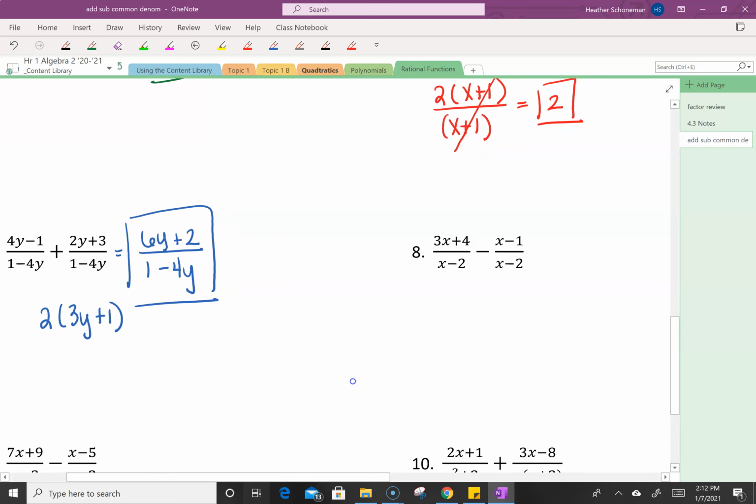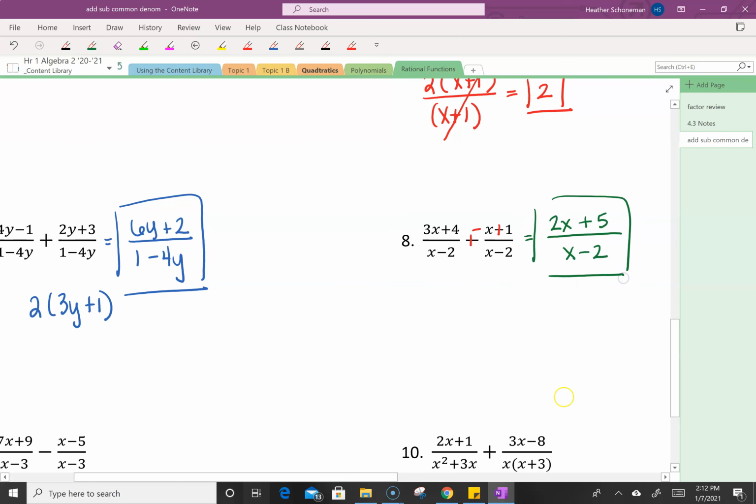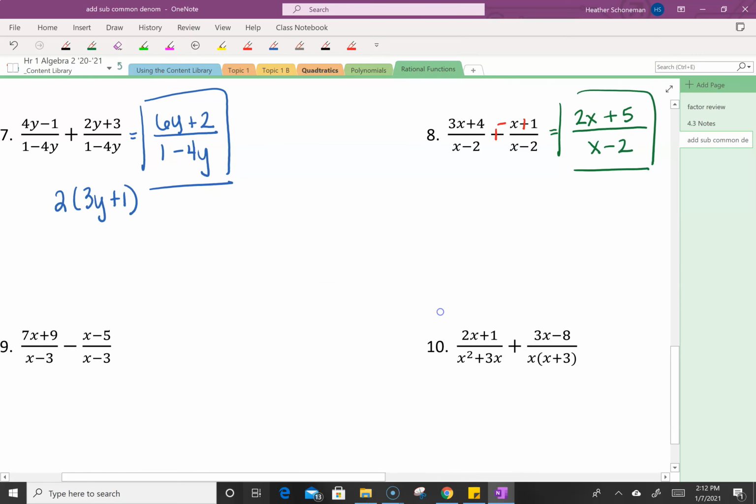Number 8, the denominator is the same, but we need to be careful because this is a minus. It changes the sign of everything in the second parentheses. All right, now I'm going to keep my denominator the same, the common denominator x minus 2, and then combine like terms in the numerator. 3x and negative x is 2x, 4 and 1 is 5. I can check, but the numerator doesn't factor, so we're done.